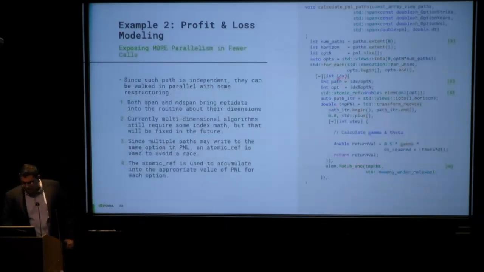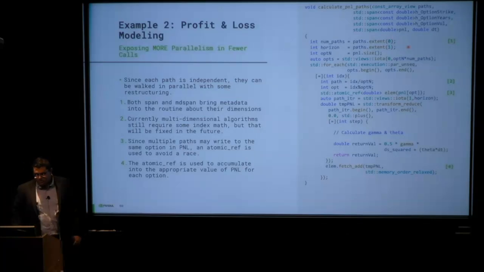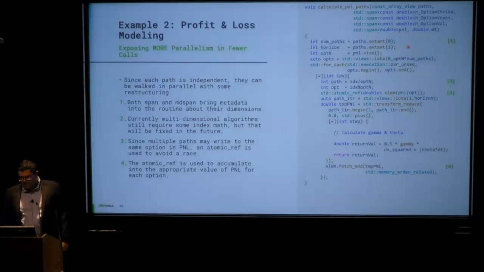Here we've moved these two path loops inside this function, so we can parallelize across the independent paths. In part one here, I'm also illustrating again the benefit of passing in spans and mdspans. They come with metadata about their sizes, so you can use that rather than passing in the sizes.